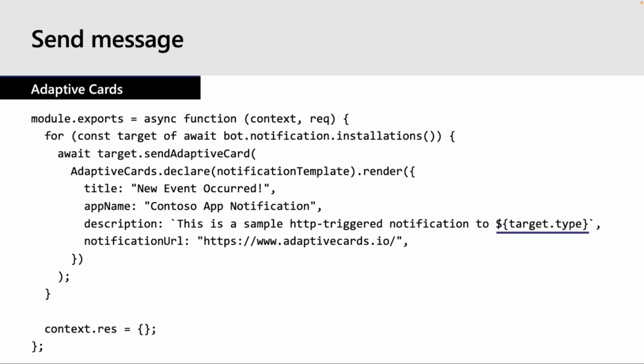One thing I just wanted to point out as well is that the target that we've got back actually provides type to us as well. So we can actually understand, well, is this bot running in a personal context? Is it in a group chat? Or is it in a channel? So once we've actually rendered the card, we then send the card through to Teams using this send adaptive card method that's provided on the installation target. And then finally, we just provide a response like you would do with an Azure function.